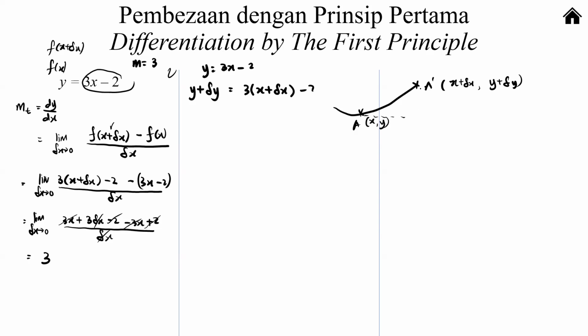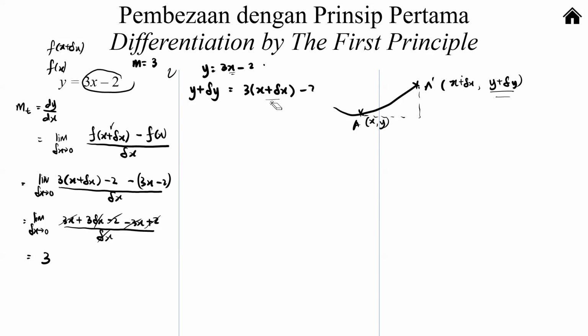So you have the two points already. How come this x plus delta x, y plus delta y I can put into this? Because they are in the same function. So my point here, I can substitute into the function. Whenever I see y, I replace with y plus delta y. Whenever I see x, I replace with x plus delta x. Are you okay with this? Do you understand this part?